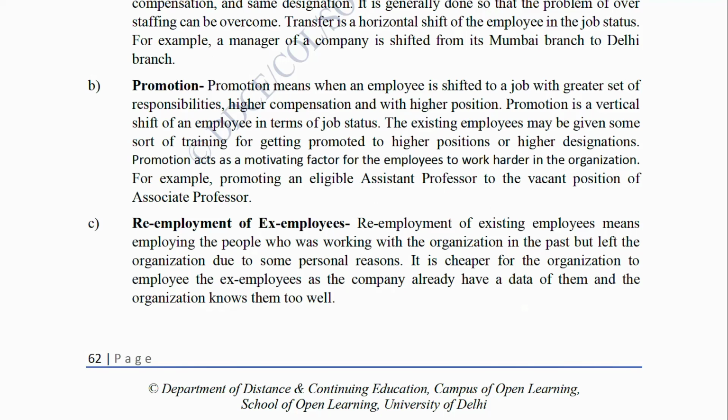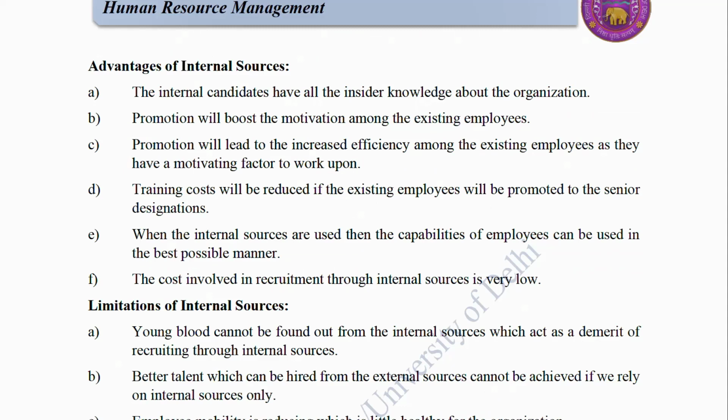It is cheaper for the organization to employ the ex-employees as the company already has data on them and the organization knows them too well. Advantages of internal sources. Number one, the internal candidates have all the insider knowledge about the organization. Number two, promotion will boost the motivation among the existing employees.